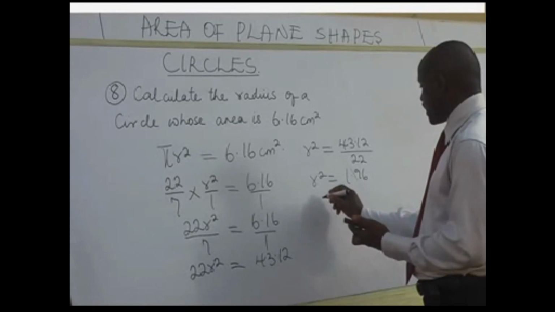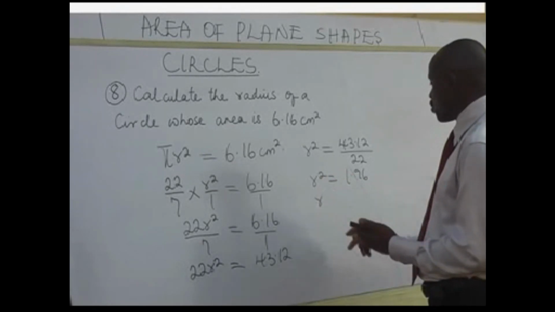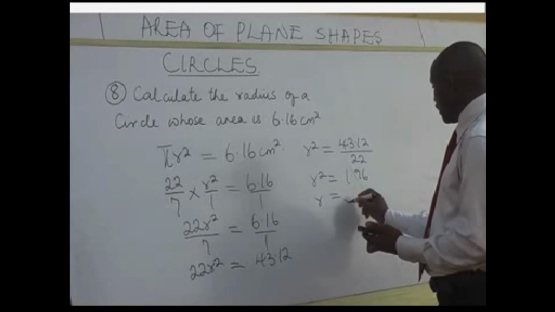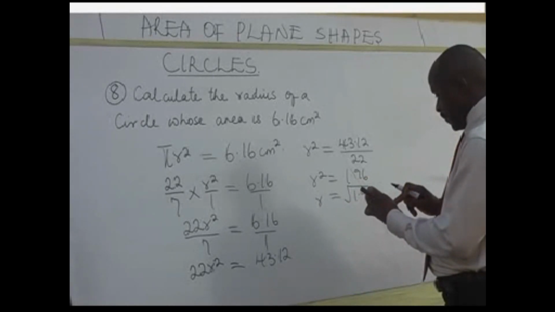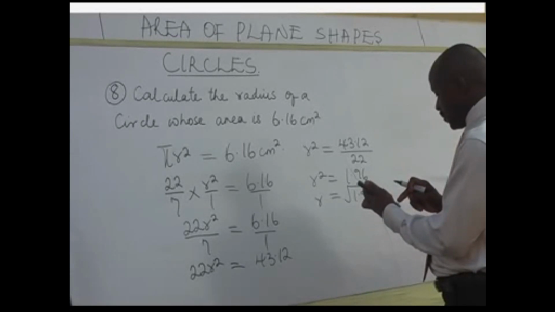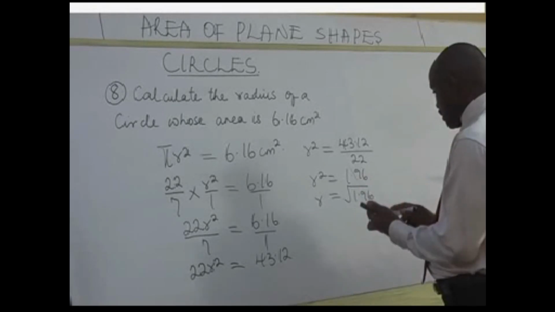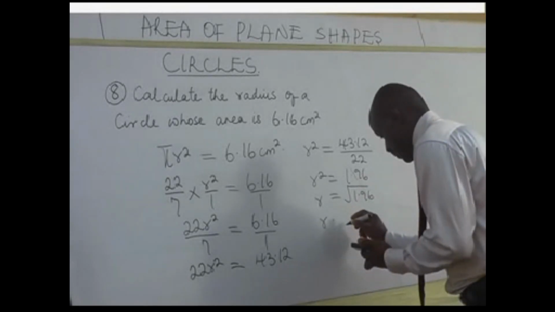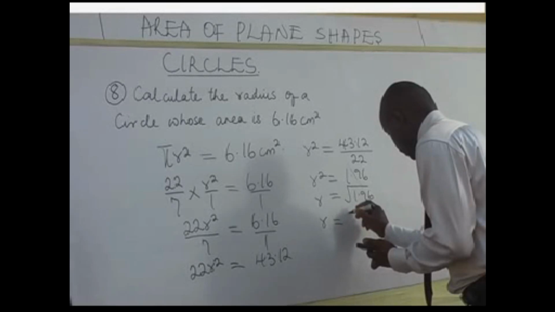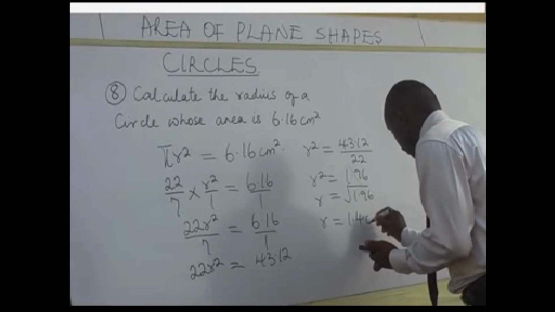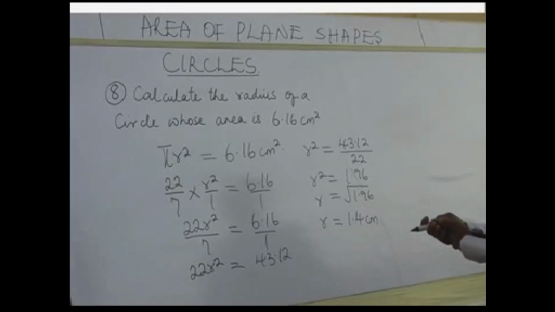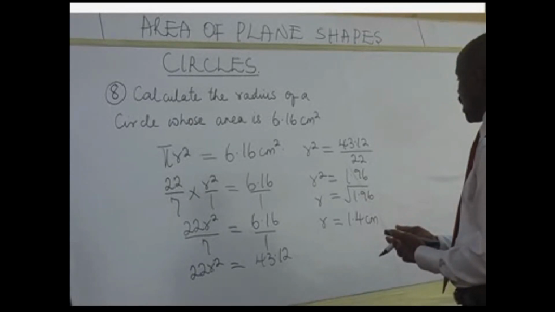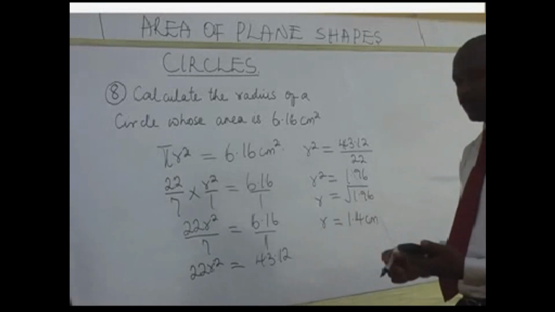Find the square root of both sides. Square root of r squared is r. Then find the square root of 1.96. Square root of 1.96 is giving me 1.4. That means the radius of that circle, whose area is 6.16, is 1.4.